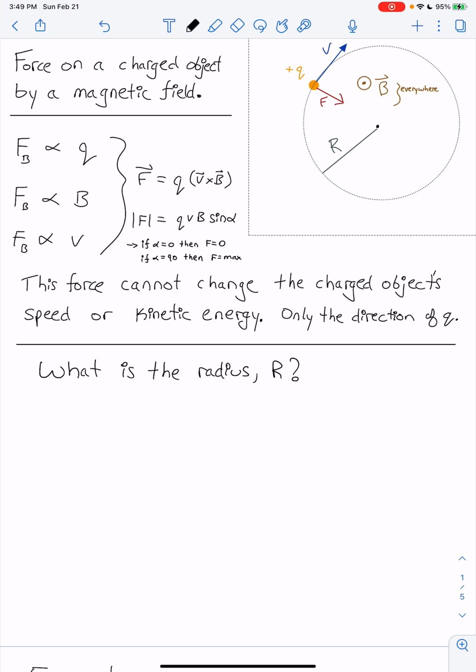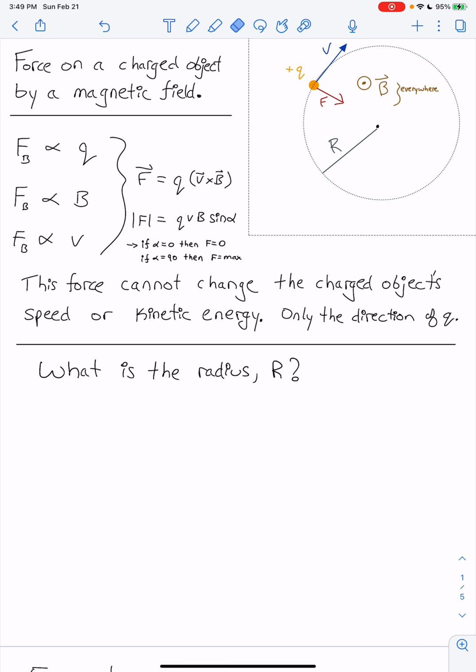All right, so we know that in this case the force is 90 degrees from the velocity and 90 degrees from the magnetic field, and that's providing this circular motion.